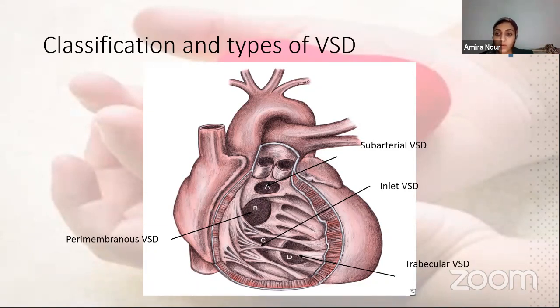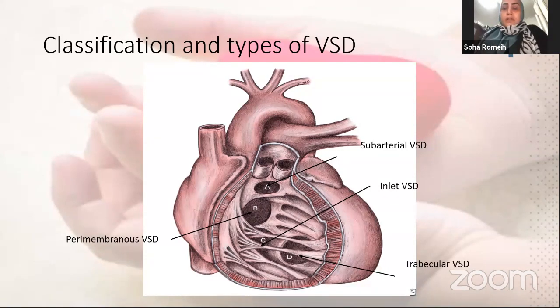There is always misunderstanding about the location and the type of VSD. In a lot of echocardiographic reports, we see that they are writing subaortic VSD. We just want to stress that subaortic VSD may be more than one type of VSD. Would you like to share with us, Dr. Soha?